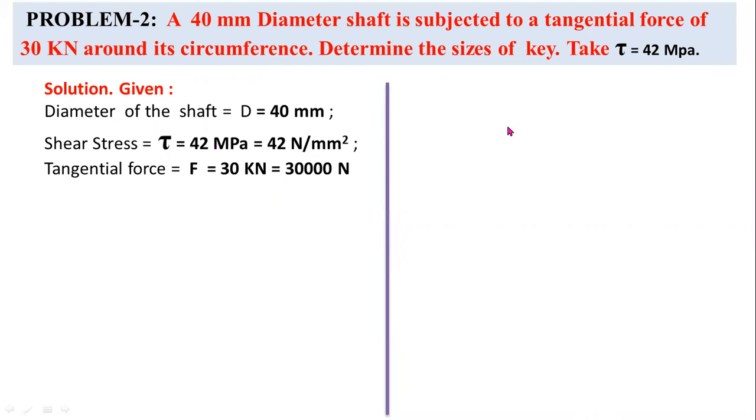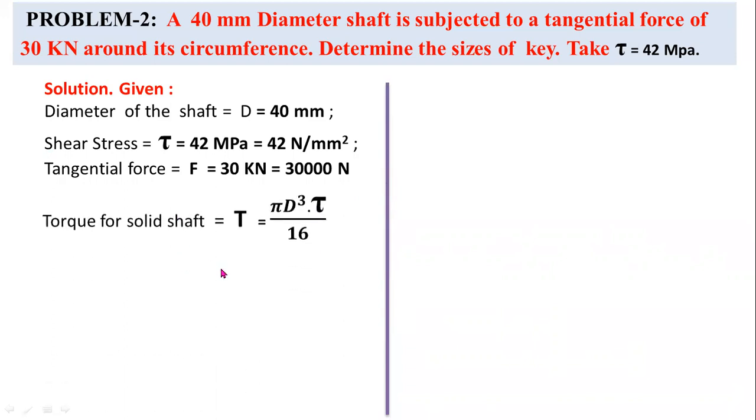Here tau is the shear stress. Shear stress tau equal to 42 megapascal. 1 megapascal equal to 1 Newton per mm square. From these three values, you have to determine the suitable dimension of the key.